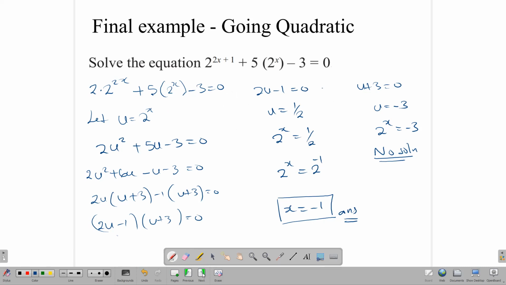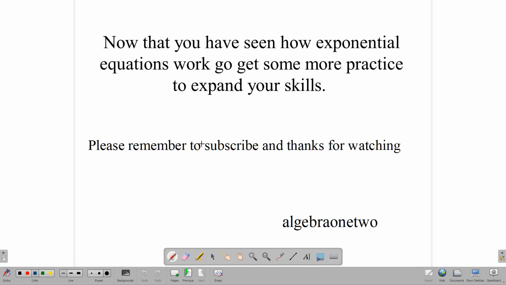All right. That's how we solve exponential equations. Of course, there are more that you need to practice. Remember to get some more practice.